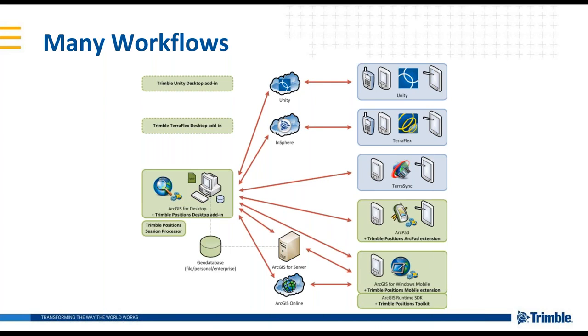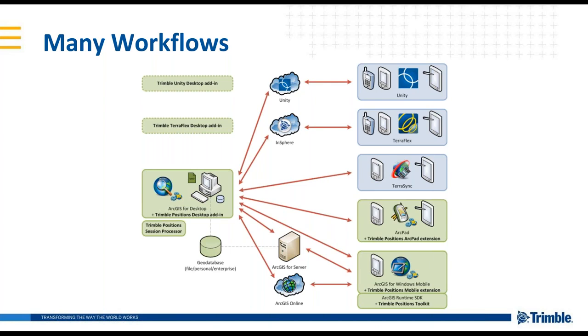On the right here, you have kind of all the field products. On the left, you have the office side. So on the right, we support Trimble TerraFlex, Trimble TerraSync, ArcPad, ArcGIS for Windows Mobile. So the boxes in green are Esri software. The boxes in blue are Trimble software. And so we have extension stories for ArcPad and ArcGIS for Windows Mobile. But we also directly support the TerraSync and the TerraFlex workflow. And in addition, Trimble Unity, which comes out of our Trimble Water group.